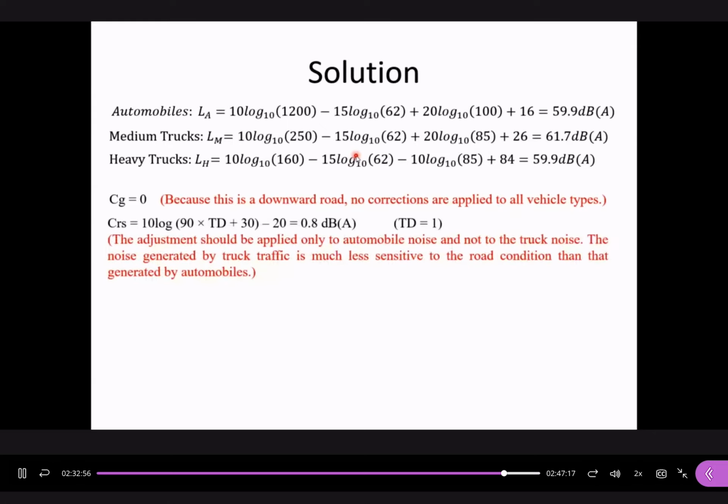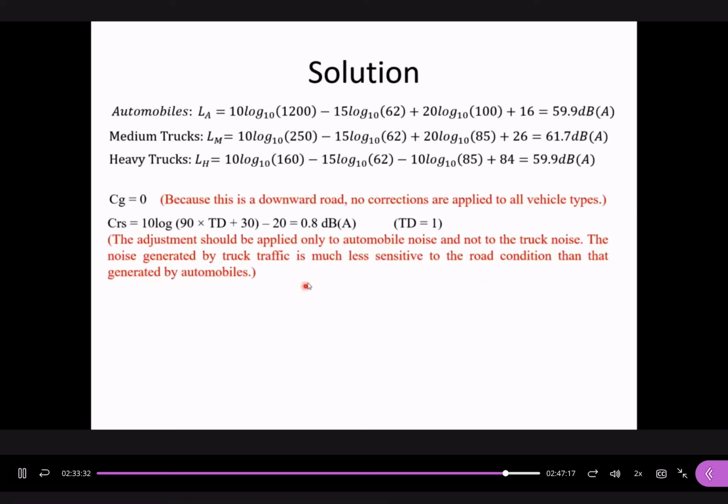Road gradients. These equations you can find in your lecture notes, but this road surface correction factor should be applied to automobile noise only. As stated, there is a remark in the question. For the heavy vehicles, the major noise source is the engine, not the rolling noise. So for the road surface correction, we apply it to the automobiles only.